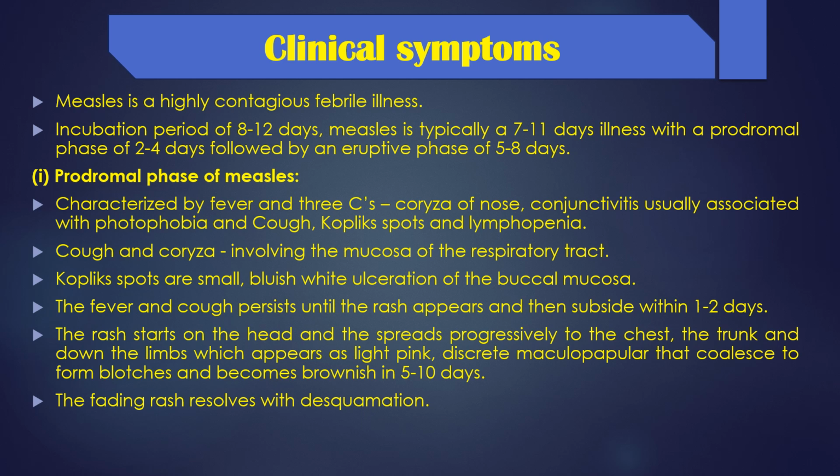The rash starts on the head and spreads progressively to the chest, the trunk, and down the limbs, which appears as light pink, discrete maculopapular lesions that coalesce to form blotches and become brownish in 5 to 10 days. The fading rash resolves with desquamation.